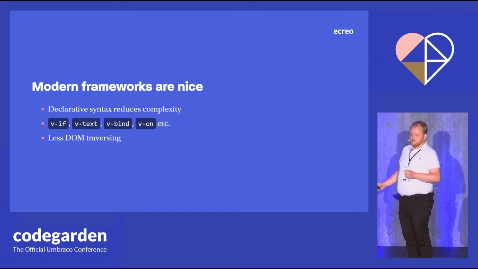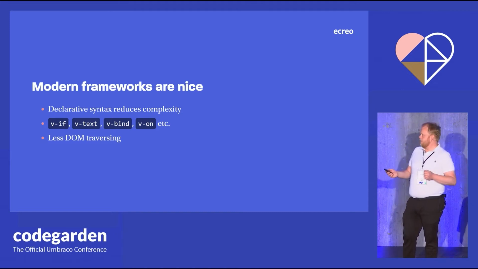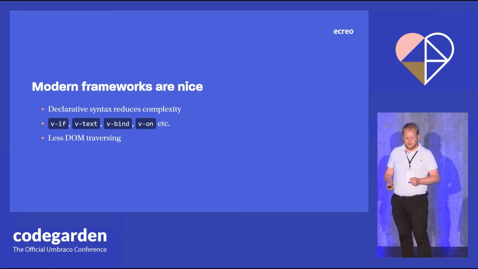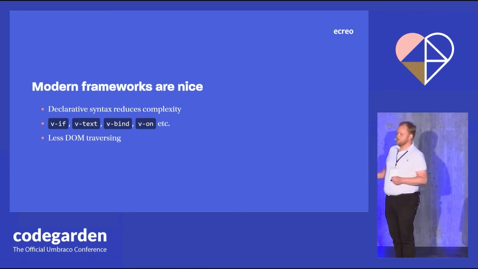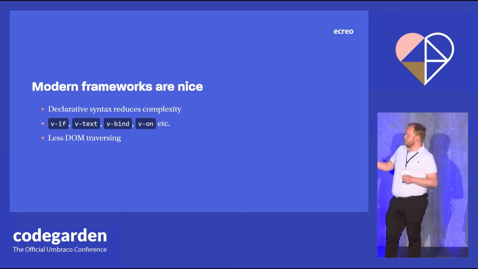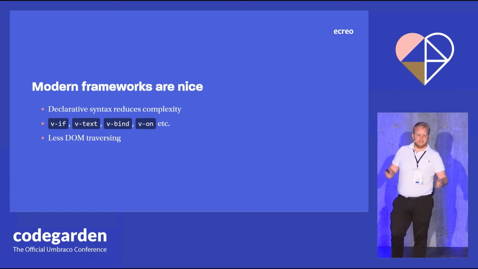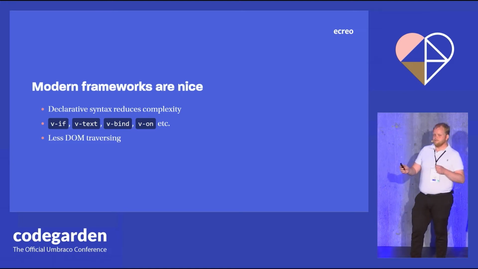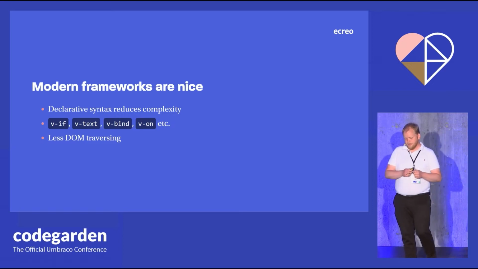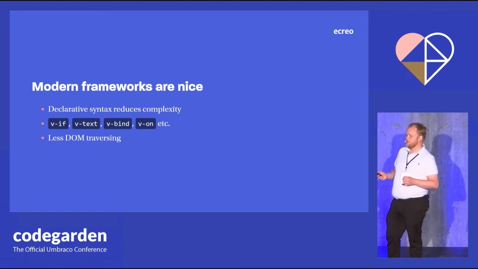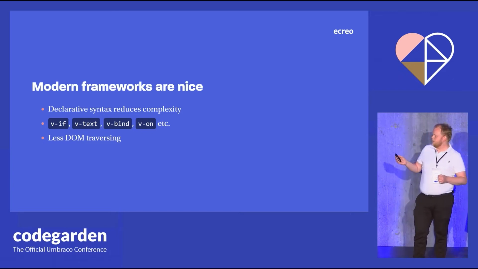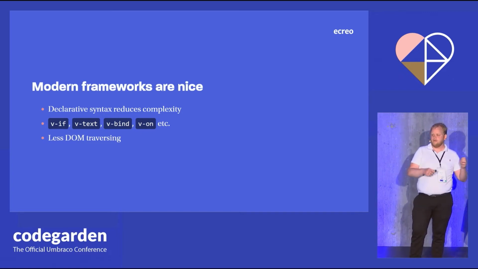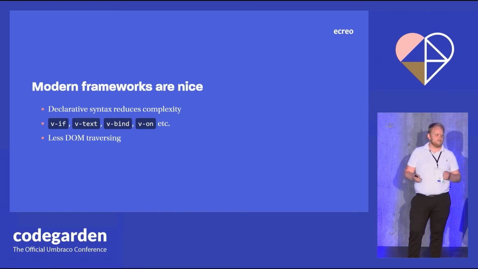So, as I said, the modern frameworks like Vue and Angular and React are really nice. They come with a great development experience because we have this declarative syntax that reduces complexity in our code. We have the directives like v-if, v-text, v-bind, and all that to compose how the interactivity should be working. And that makes us do less DOM traversing. We don't have to look up all kinds of elements in order to attach different interactivity.